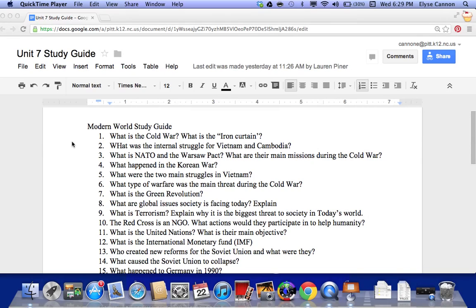When we talk about globalization, it's awesome that nations are interconnected, but it can cause an issue because we outsource jobs to different nations so that we don't have to pay people as much, which means the home country loses jobs. So there are several global issues that we're dealing with. Terrorism is one of them. I'm on number 9. What is terrorism?